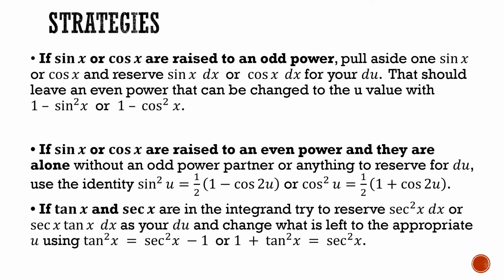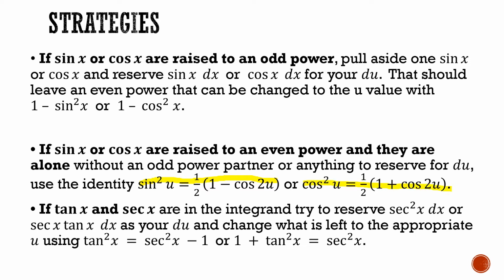And when you reduce it down so that you don't have the power, you're left with an expression that you can integrate very easily. So make sure you guys remember or know these power reducing identities. So sine squared u is 1/2 of 1 minus cosine 2u, and cosine squared u is 1/2 times 1 plus cosine 2u.